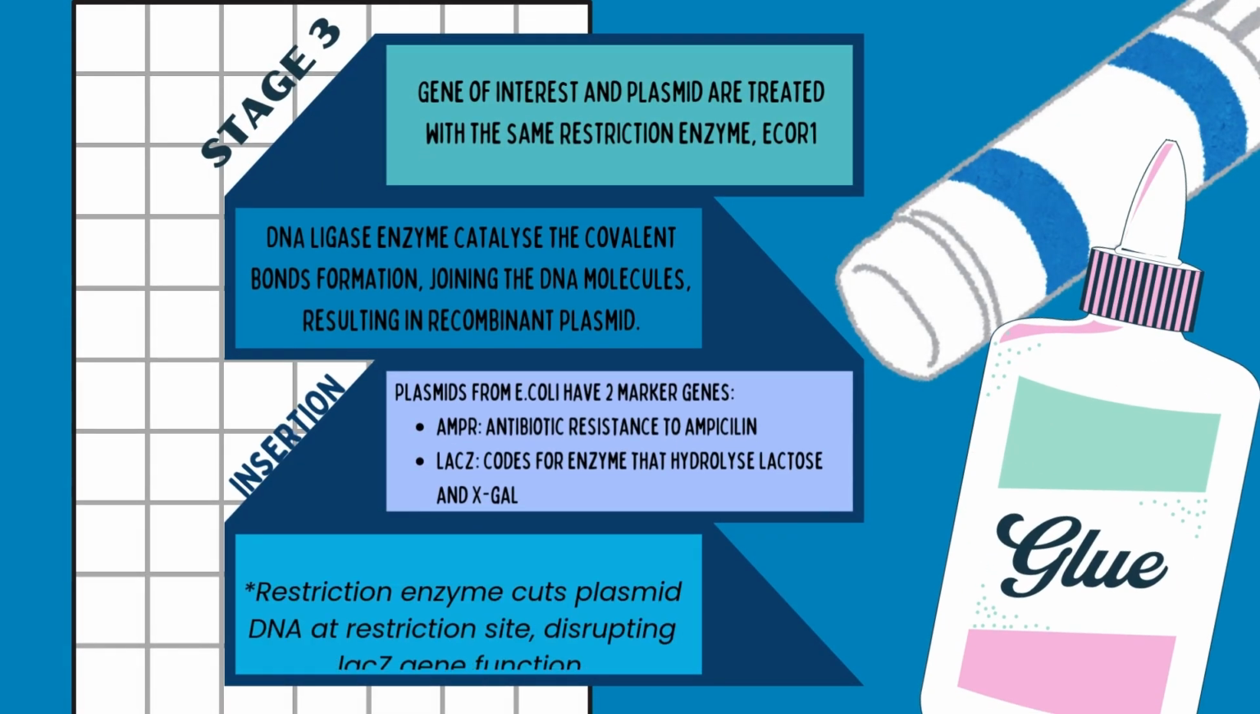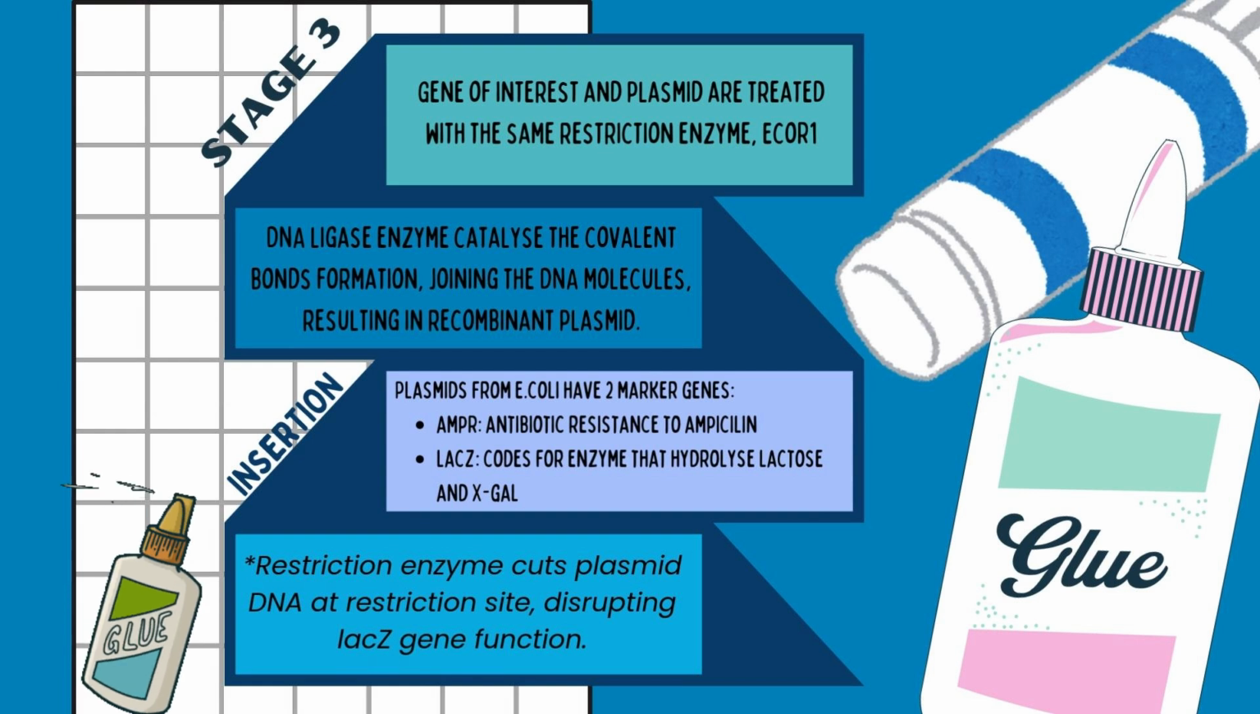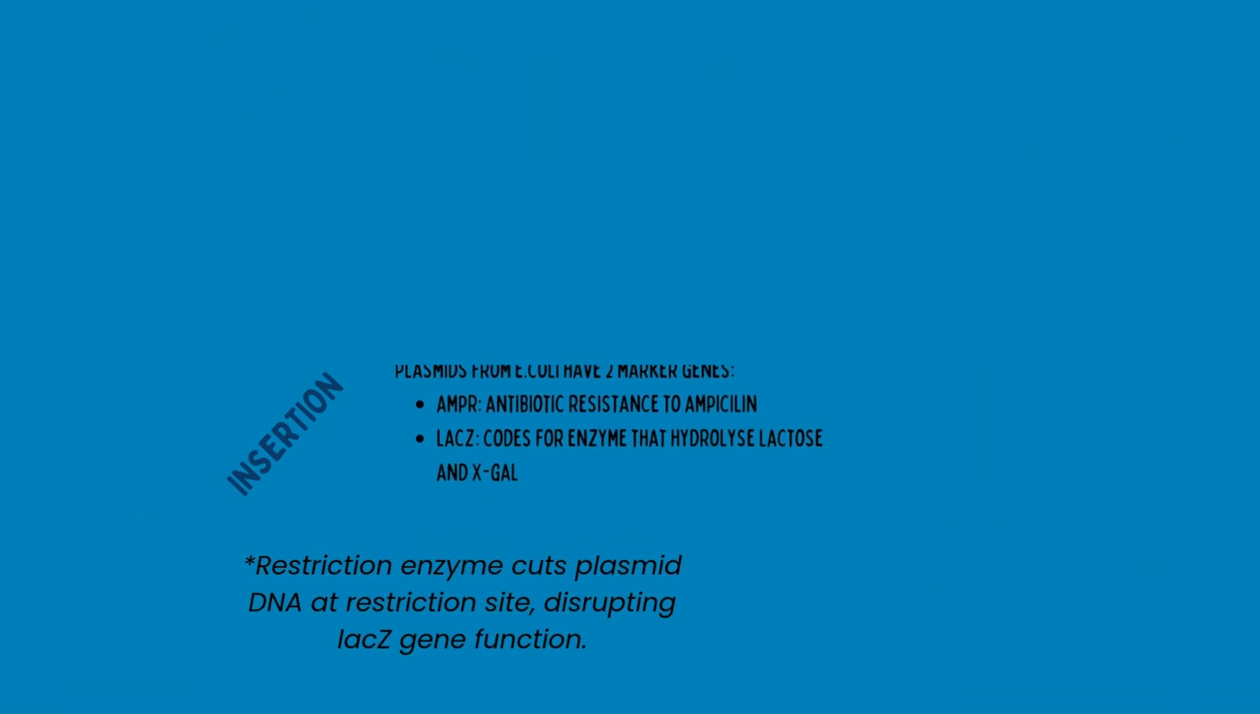Then, in the third stage, the gene of interest would be treated with the same restriction enzyme, EcoR1, as the gene vector. DNA ligase enzyme would then catalyze the covalent bond formation to join the 2 molecules into one new recombinant plasmid. Plasmids from the commonly used E. coli have 2 marker genes, which is ampicillin resistance and the LAC gene.